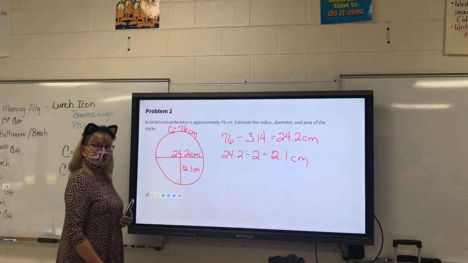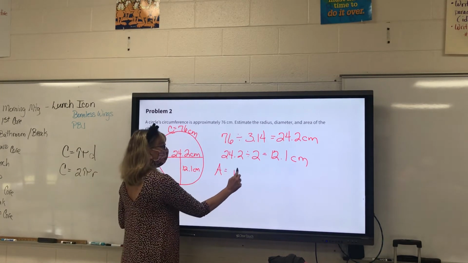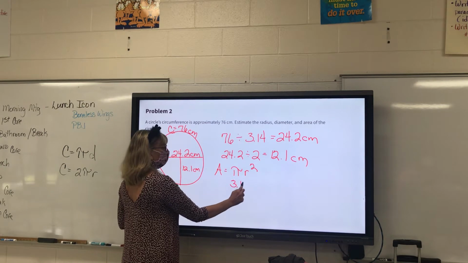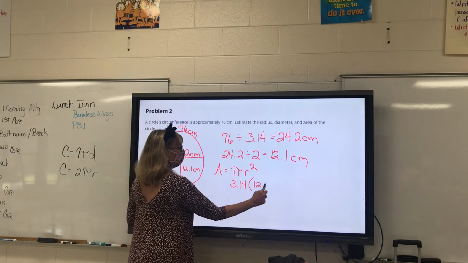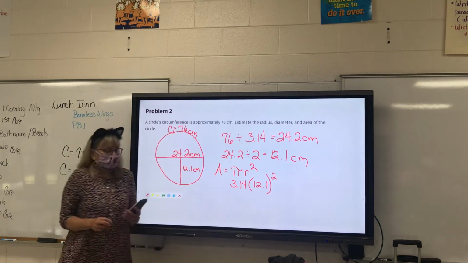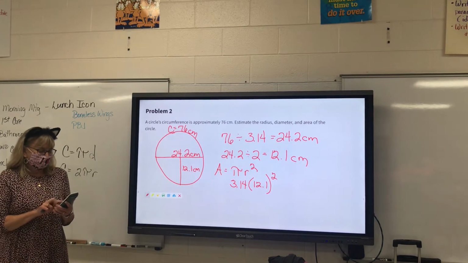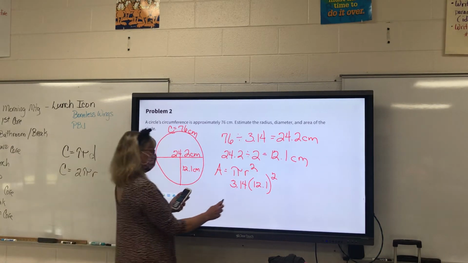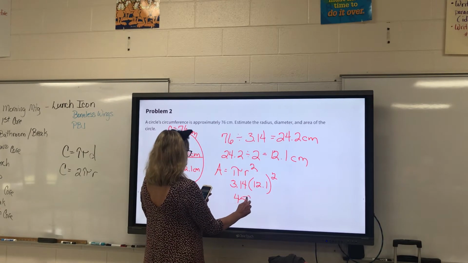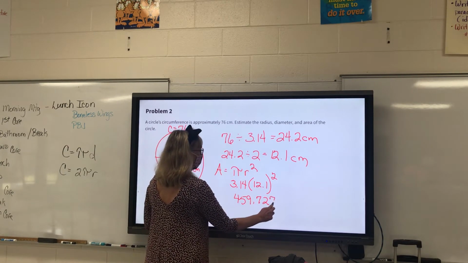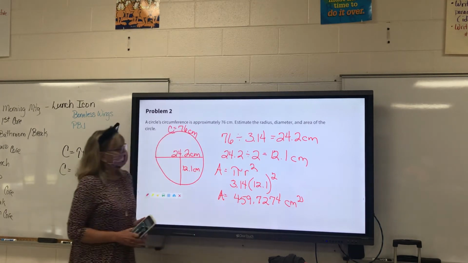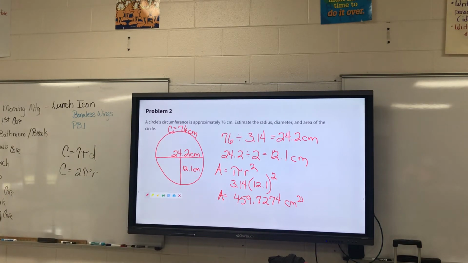Okay, then area is pi r squared. So we're going to use 3.14 for pi. The radius is 12.1, and we're going to square it. That's just extra practice. I did that on purpose. 459.7274 centimeters squared. Okay? Questions you have for me?